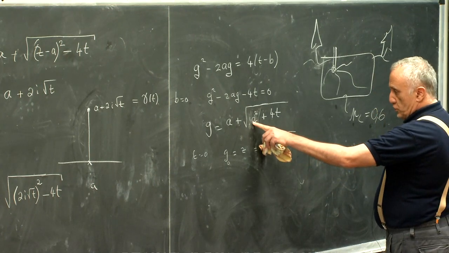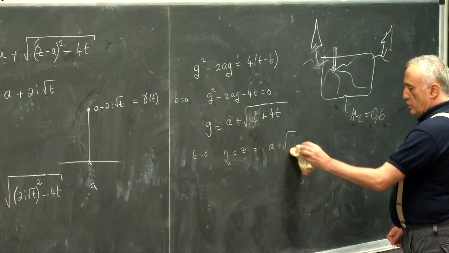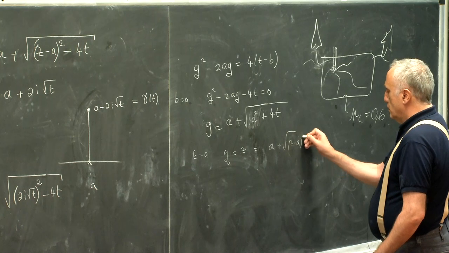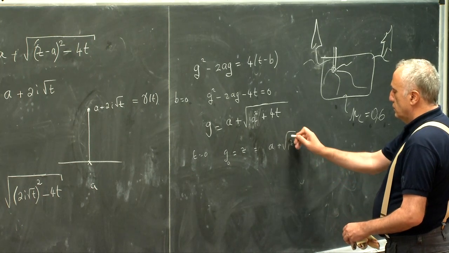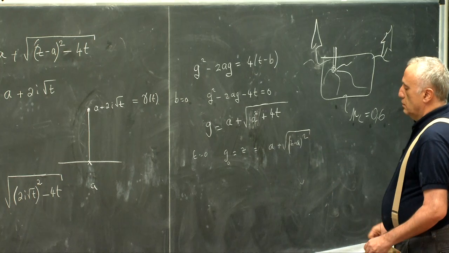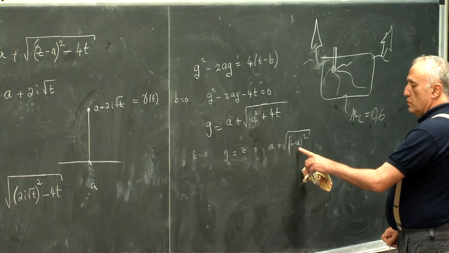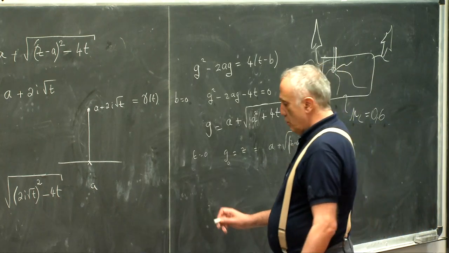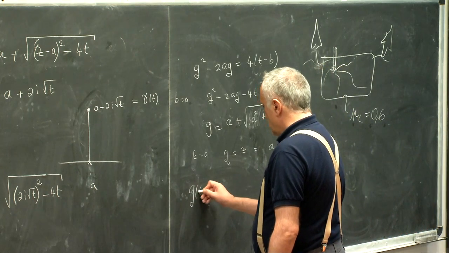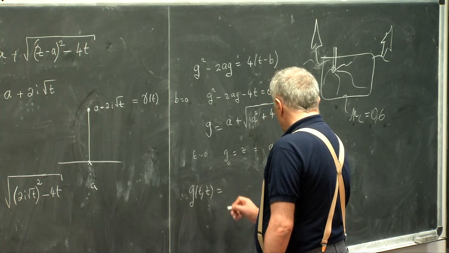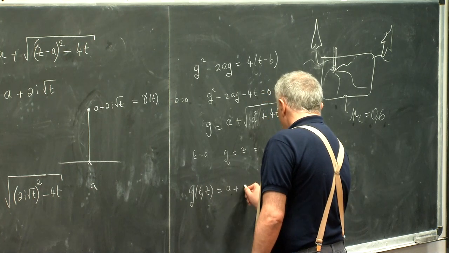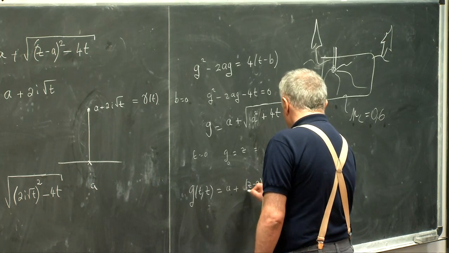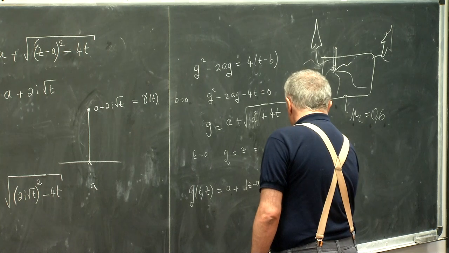So the solution is to change this constant here into Z minus A squared, and if I take the positive root, A goes out and I get Z. So the correct G of T and Z is equal to A plus square root of Z minus A squared plus 4T.